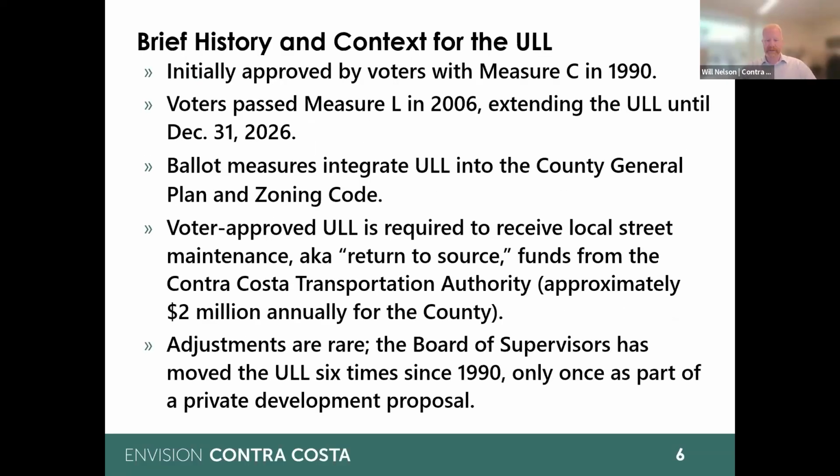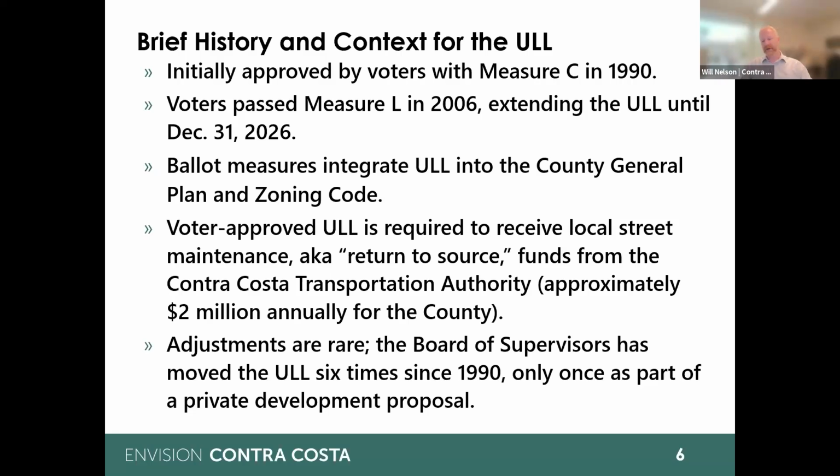A little bit of history. The line is 36 years old. It was originally adopted by voter approval of Measure C back in 1990. It was going to expire in 2010, but it was put on the ballot again in 2006 and extended till the end of this year, hence the need for Measure A. These ballot measures integrate the ULL into the county's general plan and zoning code.